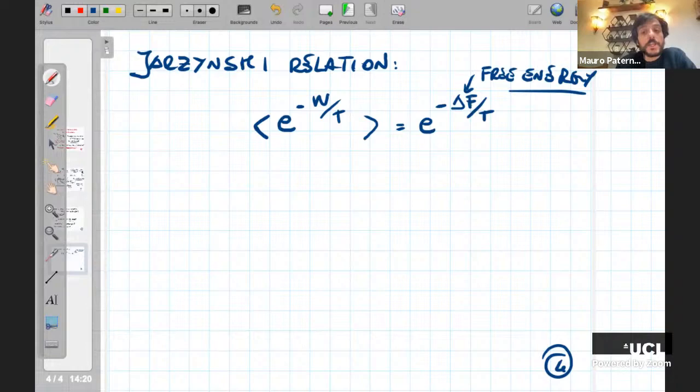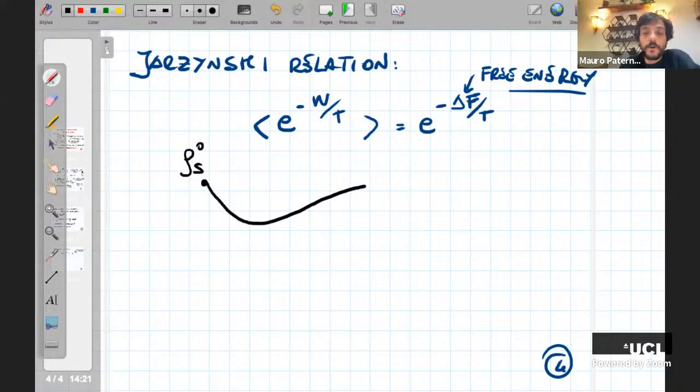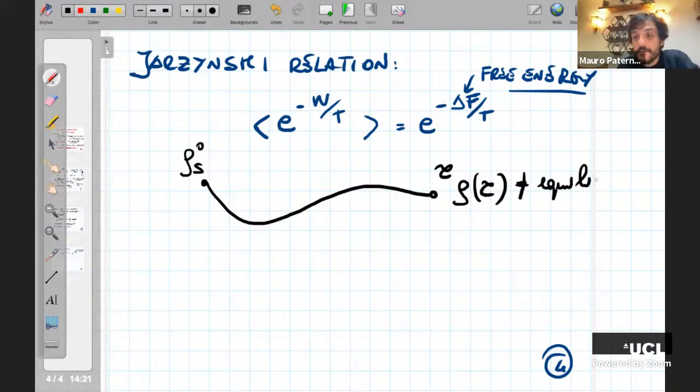So Jarzynski identity is actually incredibly important because it allows you to relate non-equilibrium properties of your stochastic thermodynamic framework, of, say, for instance, work extraction or heat exchange, to very well-defined equilibrium properties of your system in the hypothetical case where your system would end up at equilibrium. So again, making use of a cartoon, if I start from my equilibrium point at t equal to zero, I go through a trajectory until a time t equal to tau, I end up in rho of tau, which is not necessarily an equilibrium state, okay?